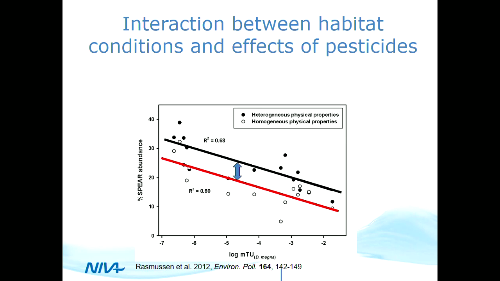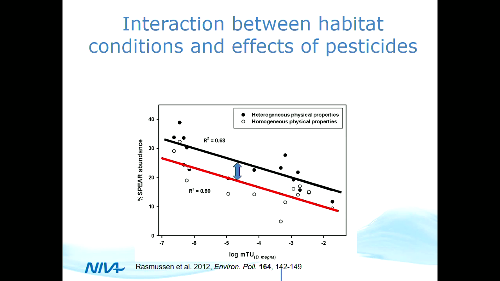The same is true for pesticides. On the y-axis, we have the percentage SPEAR abundance, that's SPEAR taxa, taxa sensitive to pesticide pollution, insecticides of course, primarily because it's macroinvertebrates. And on the x-axis, we have the toxic units, which is a calculated value of the amount of toxicity from a water sample of various xenochemicals. In this case, it's all pesticides. If you have a high value, so you go up to -2, there's high toxicity. So we should have a negative relationship, and we do have a negative relationship.